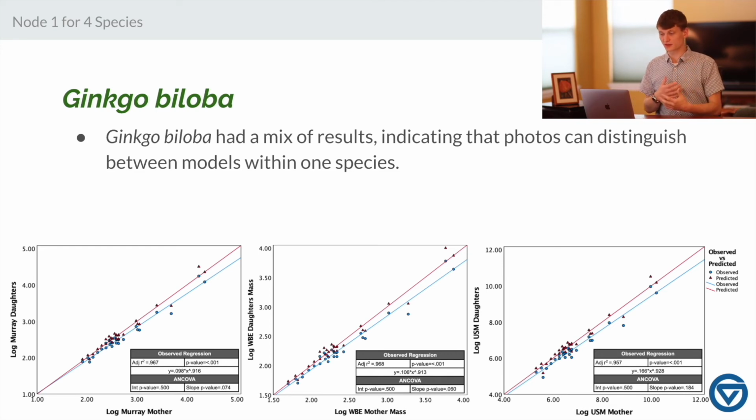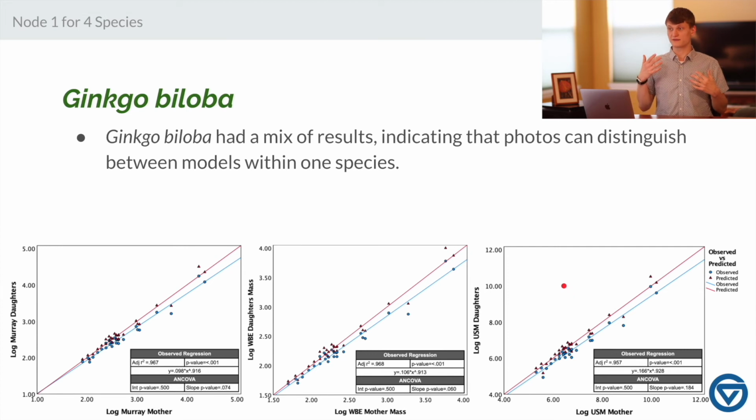But interpreting the models for Murray's law on the left, we found a deviation from isometry. So that means that as the nodes get larger, they're going to be less hydraulically efficient and less likely to experience embolism. For the West-Brown-Inquist, again, deviation from isometry. That means that as the nodes get larger, they're going to be supporting less mass than they theoretically could. And with the USM, in this case, we found isometry.